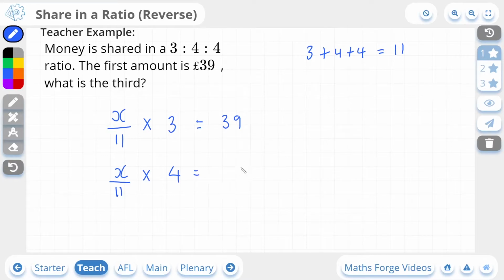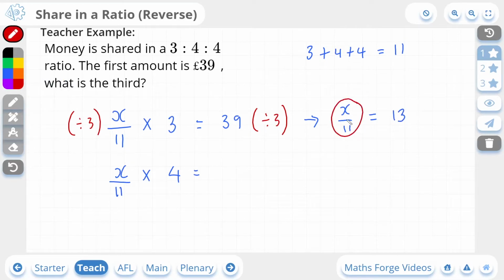But in order to get this value, we first need to know what this total amount x divided by 11 is. What's the value of it? We do this by manipulating this equation. To find out what x over 11 is, I need to get rid of this times 3 that's attached to it. To get rid of a times by 3, we're going to divide by 3 on both sides of this equation. This now leaves us with the total amount over 11, which is equal to 13, because of course 39 divided by 3 is 13. So now that we know our total amount over 11 is equal to 13, we can substitute it into this equation to find out what the third amount is.